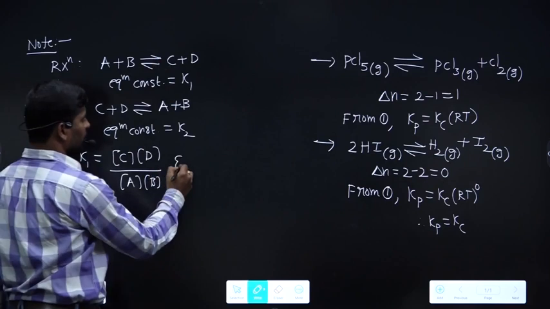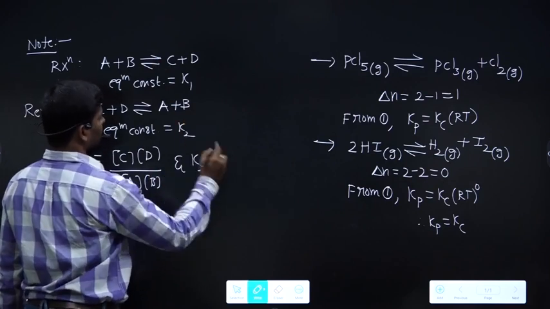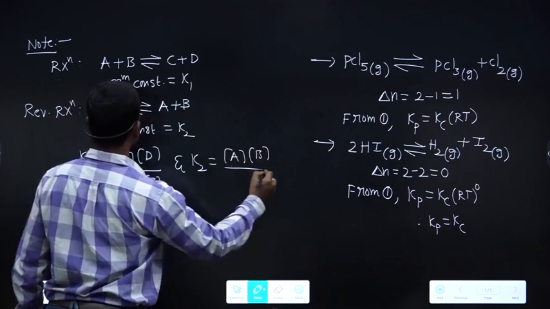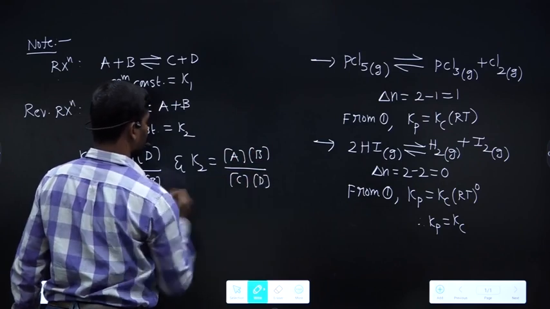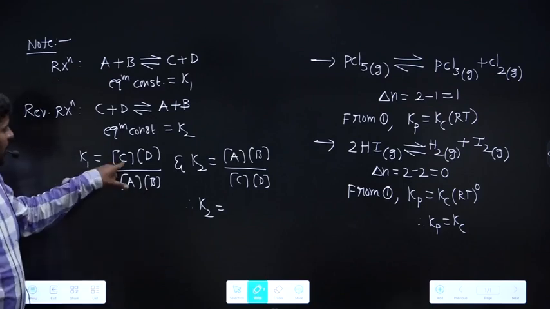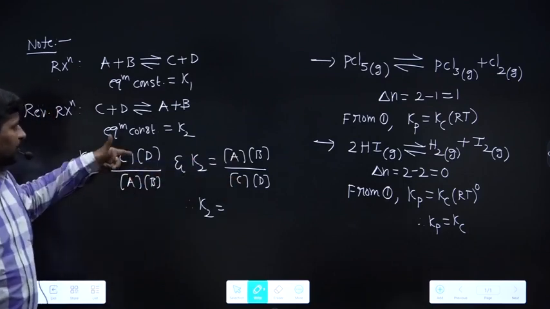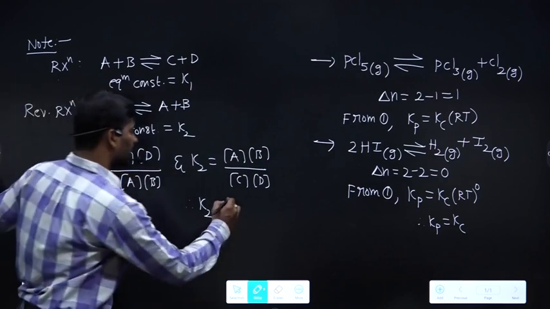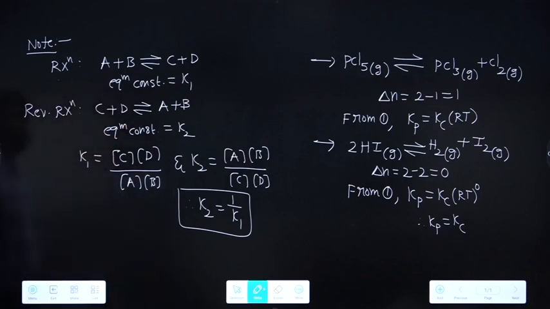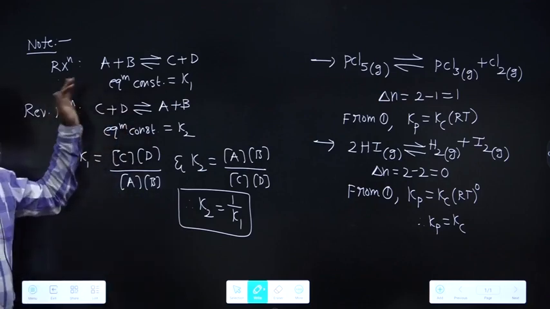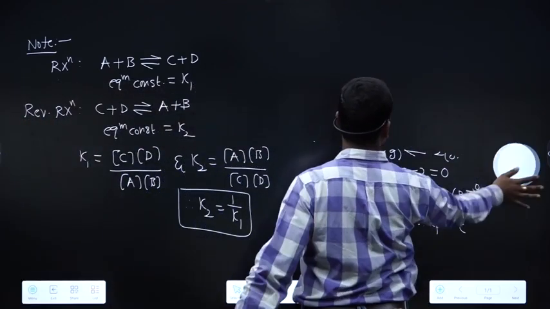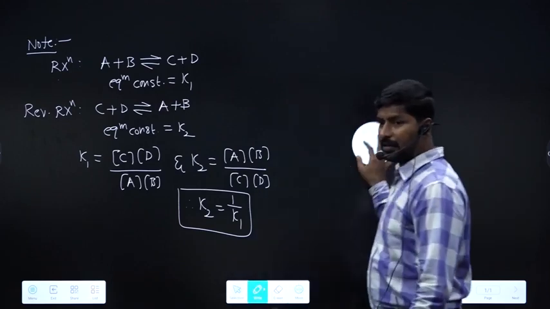Similarly, what is the expression for K2? Product side concentrations, that is A into B by C into D. So K2 is nothing but the inverse of this, AB by CD is the inverse of CD by AB. That means K2 is equal to 1 by K1. Therefore, if reaction 2 is the reverse of reaction 1, then what is the relation between their equilibrium constants? Both are inverse to each other.